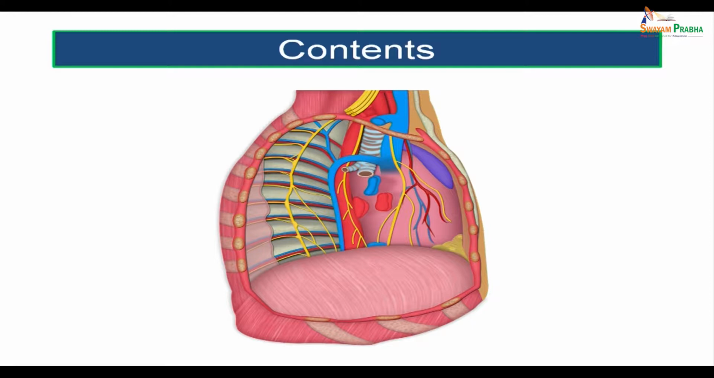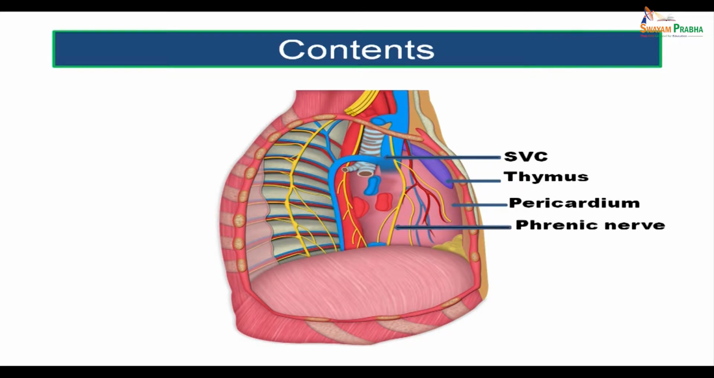Let us look at the contents of the mediastinum. You can see the thymus which is highlighted there. This is a retrosternal content. It is just behind the sternum along with the veins. The main veins are the superior vena cava with its tributaries, that is the brachiocephalic veins. In the intermediate part, you find the pericardium with its contents, that is the heart and the great vessels, along with the phrenic nerve and the accompanying pericardiacophrenic vessels.